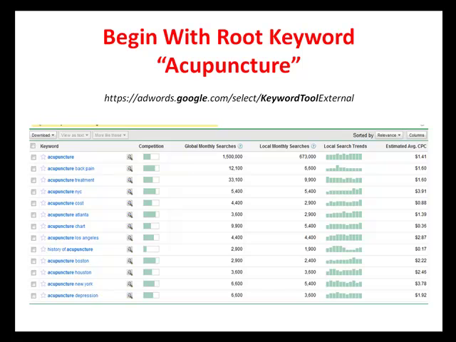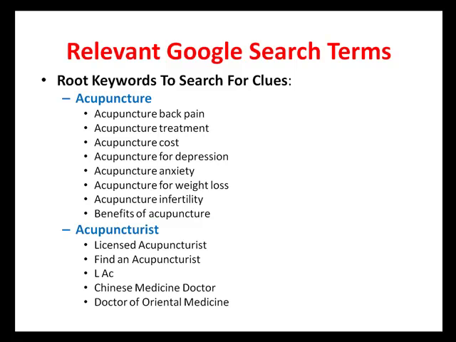So right away you begin to see a number of things. Just by searching the word acupuncture, you begin to get a list of some of the conditions that people might have who are searching for acupuncture help, or some of the other phrases that they might type in. And you can see everything from back pain to depression to infertility to the benefits of acupuncture.